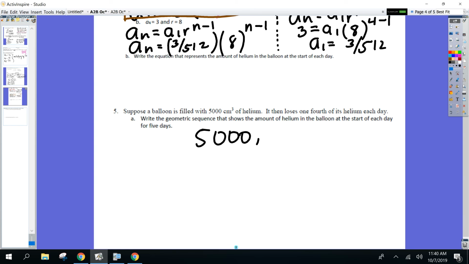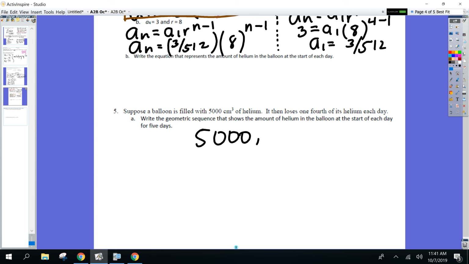Okay, so on the first day we had 5,000. How do you find how many are on the second day? It loses 1/4 of its helium each day. We're doing how much helium is in each balloon at the start of the day. Multiply by what? A fourth? That's what I would assume most of you would have said, multiply by a fourth. Is it 3/4? Now some random kid in the back is yelling out 3/4.